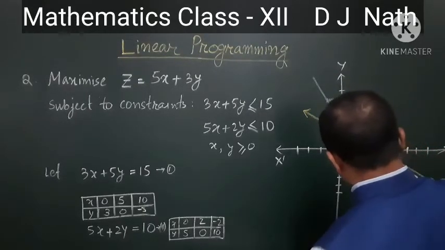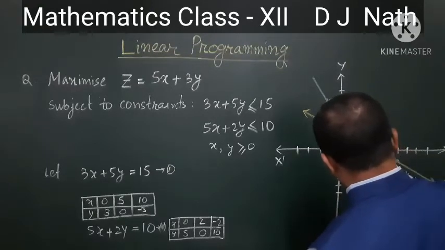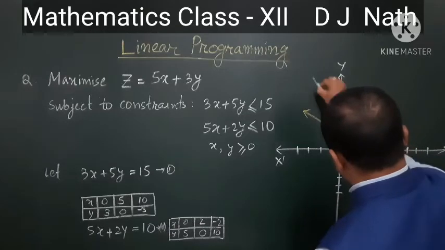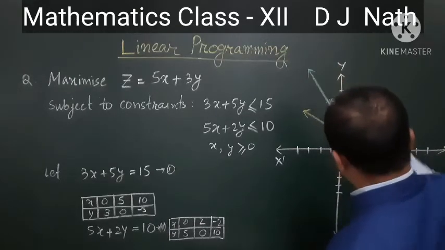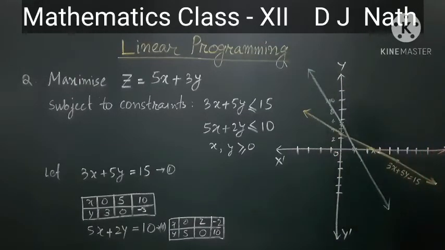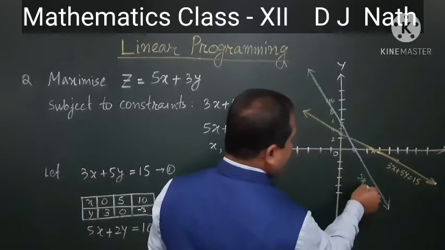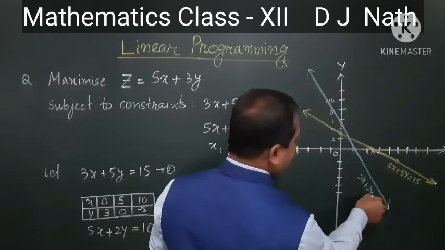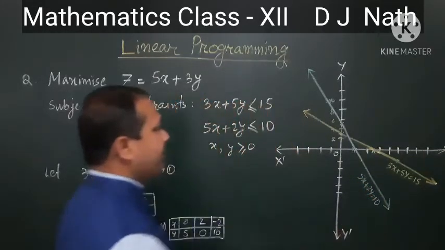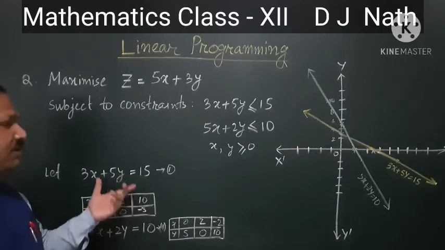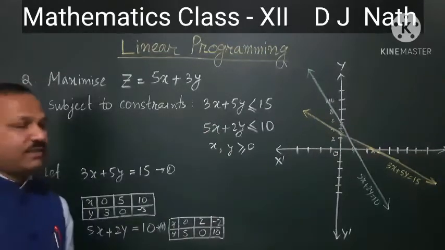We will extend that in this side also. So this is the graph of 5x plus 2y is equal to 10. Okay. Now, which portion is the feasible region? Which portion we have plotted these points?